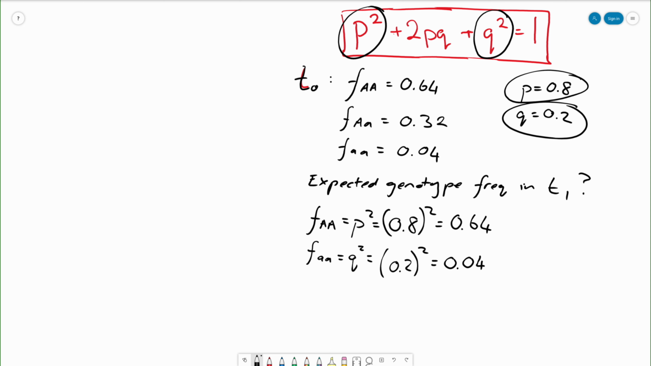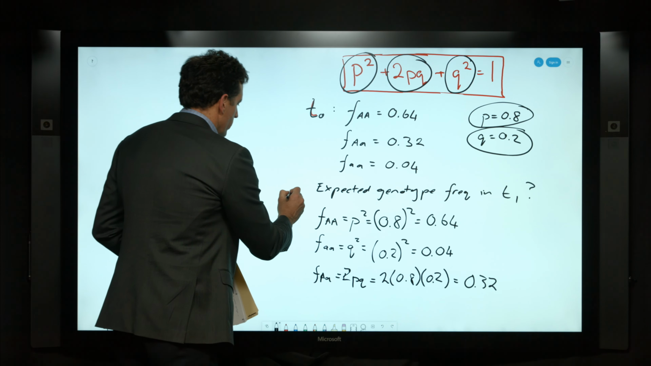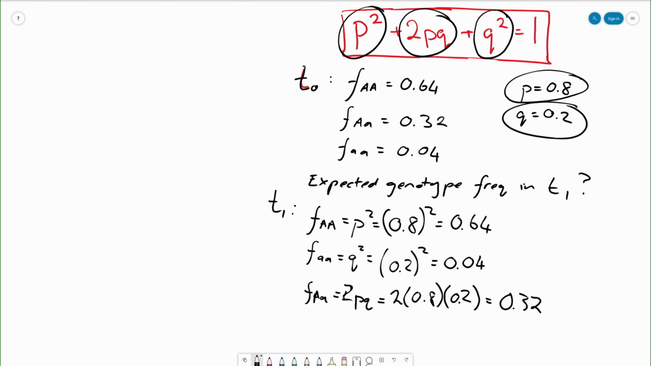from Hardy-Weinberg's law, which is equal to 0.2 squared, which equals 0.04. And then our heterozygotes, big A, little a, are going to occur with this frequency, 2pq, which is 2 times 0.8 times 0.2, which equals 0.32. So here is T1.